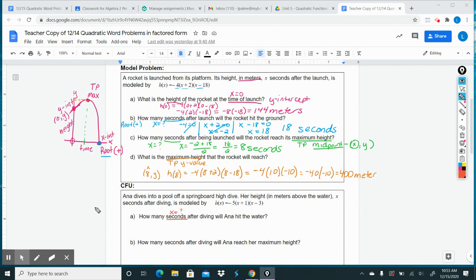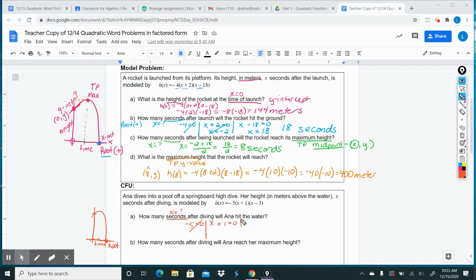And as she hits the water, so again, picture Anna diving off a diving board and hitting the water. You can even get very visual and draw water on the bottom. So we want to know what the time value in seconds is when she hits the water. So we are looking for the positive value of our roots, because this was our high dive. This is where Anna was, and she jumped up and hit the water. To find our roots, we take each one of our factors and set them equal to 0, ignoring the greatest common factor.